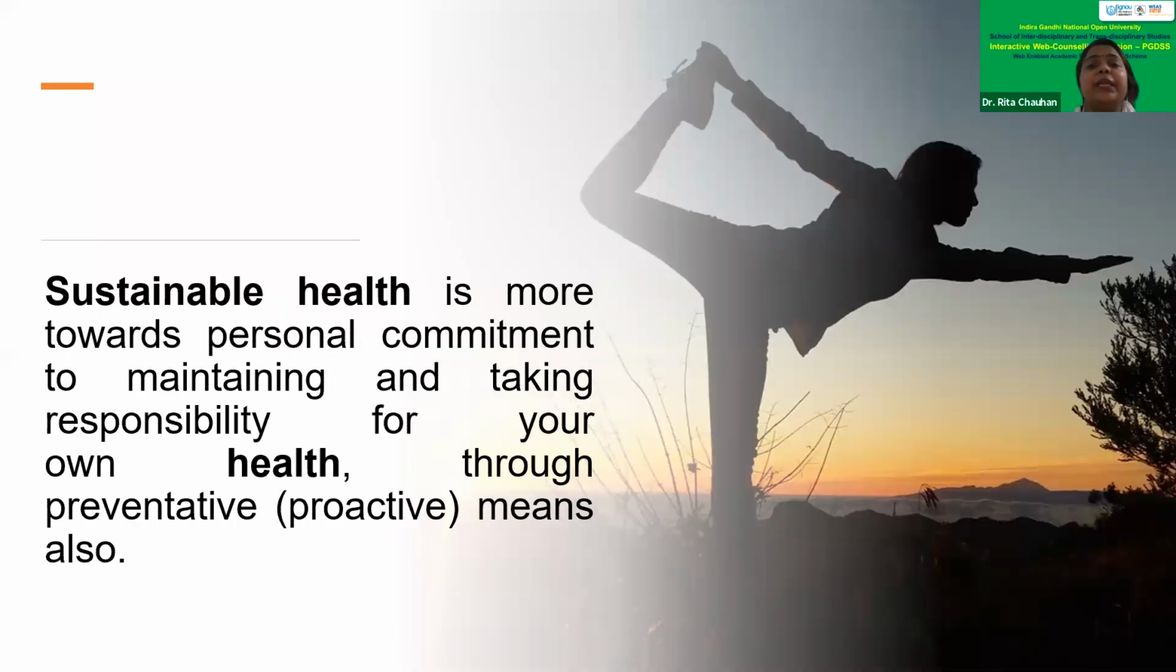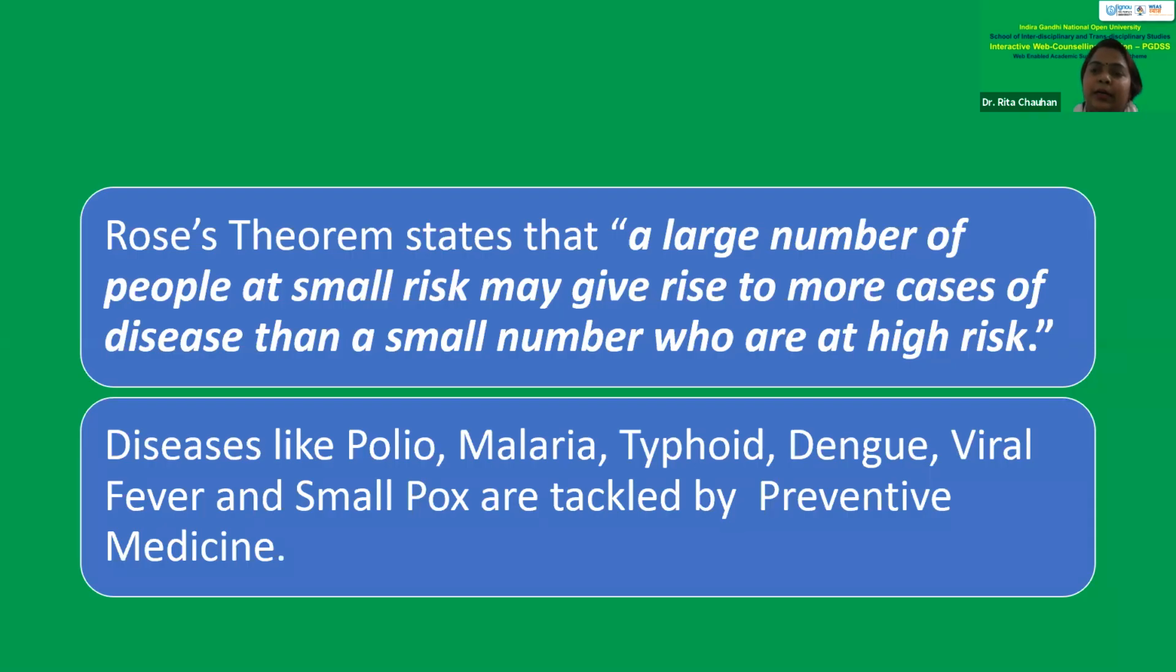So sustainable health is a move towards a personal commitment to maintain a responsibility for one's own health through preventive measures. When we look into preventive measures, it will ultimately lead to sustainable health. Sustainable health can be achieved through preventive measures, and preventive measures can be at an individual or at a population level.